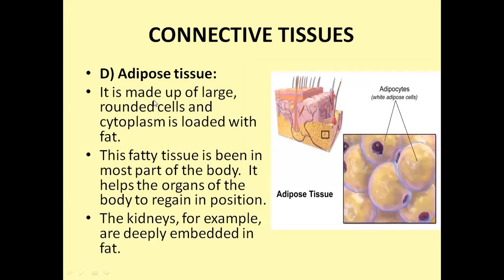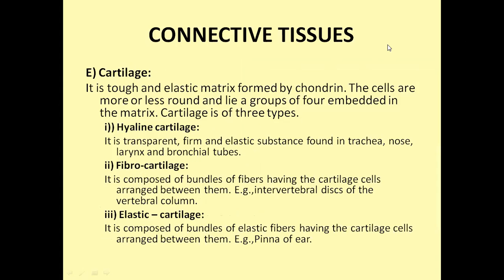Then coming to adipose tissue, it is made up of large round cells. The cytoplasm is loaded with fat. This yellow thing is fat. So you can see the nucleus being pushed to one side. Fatty tissue is found in many parts of the body. It helps the organs of the body to regain their position. The kidney, for example, is deeply embedded in fat tissue.